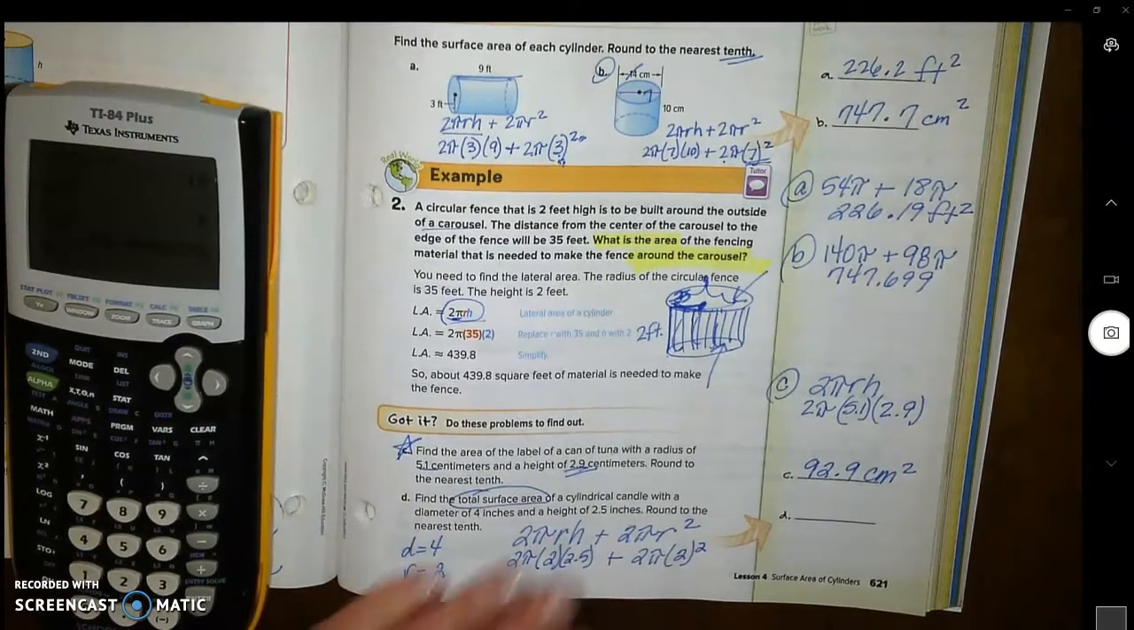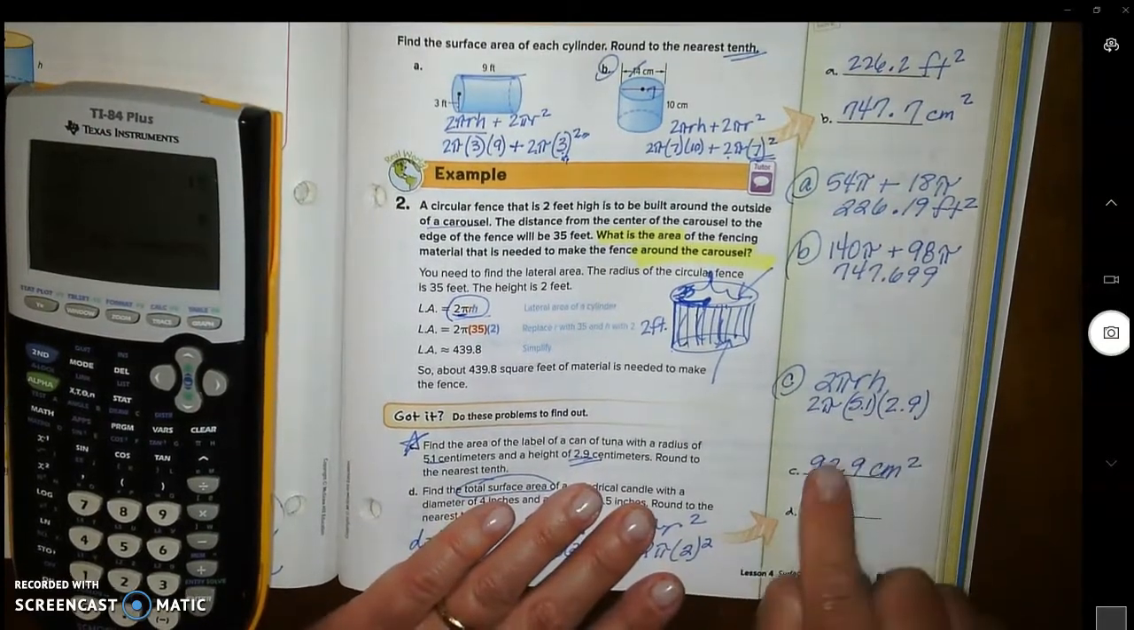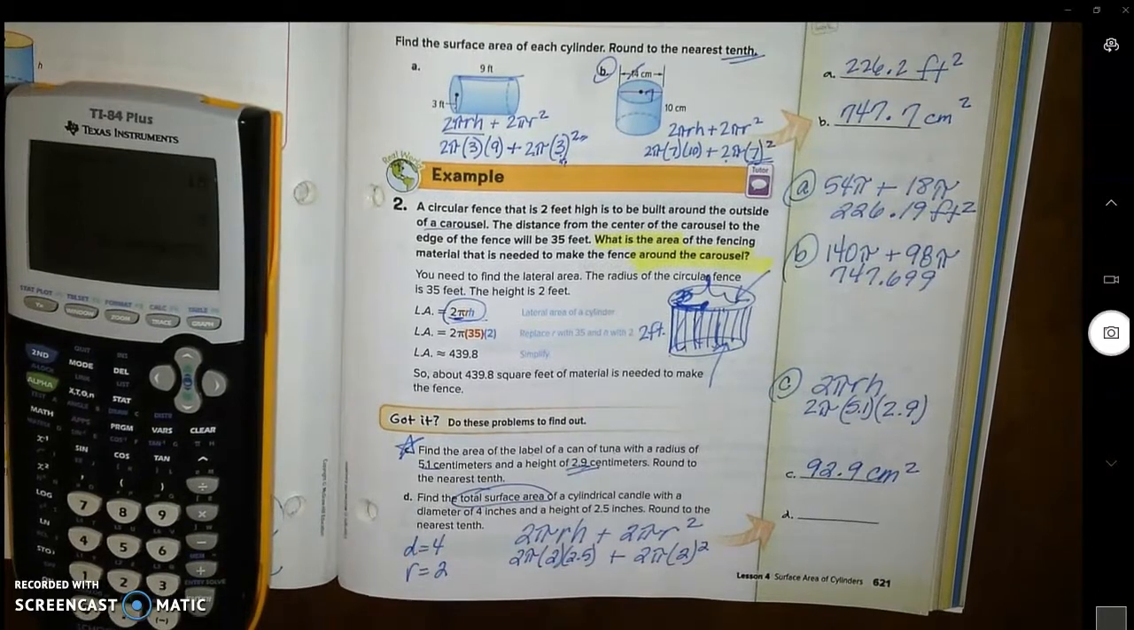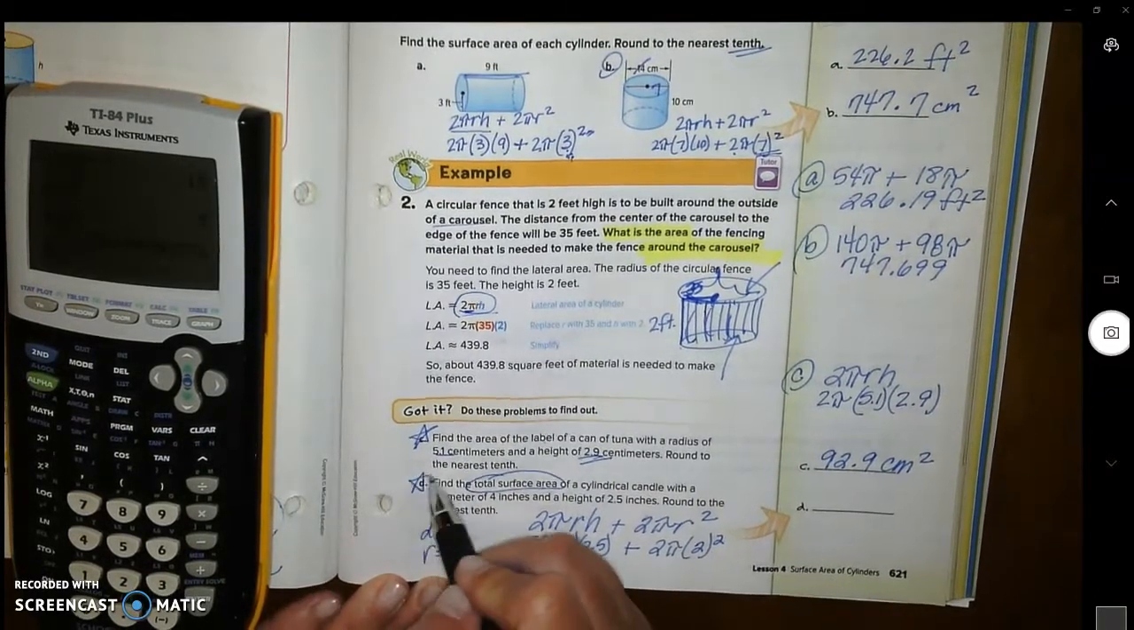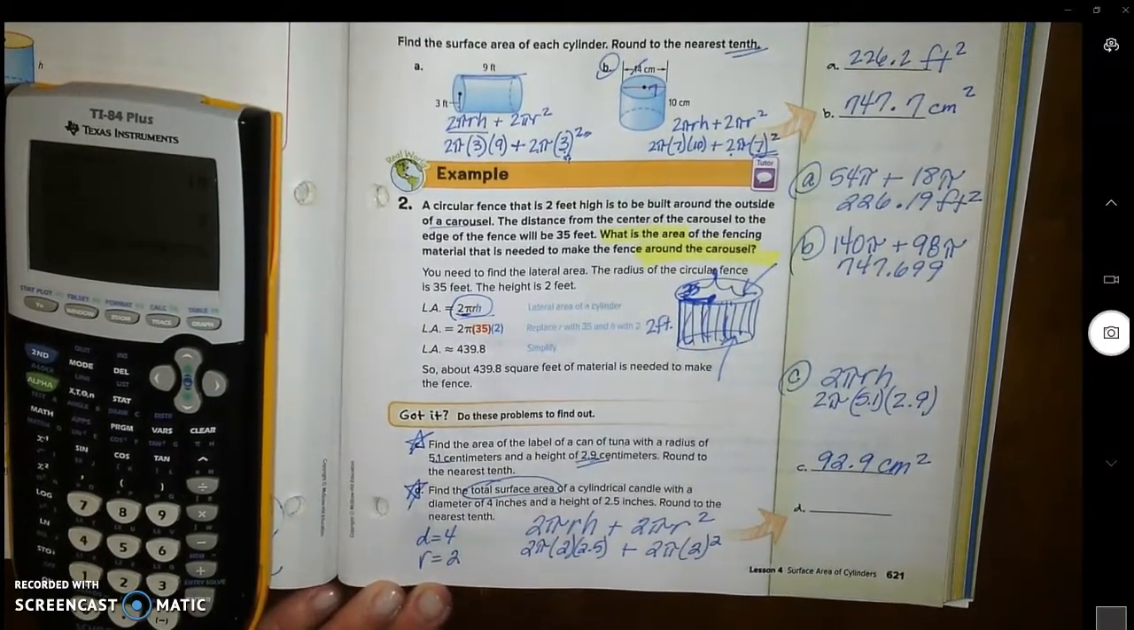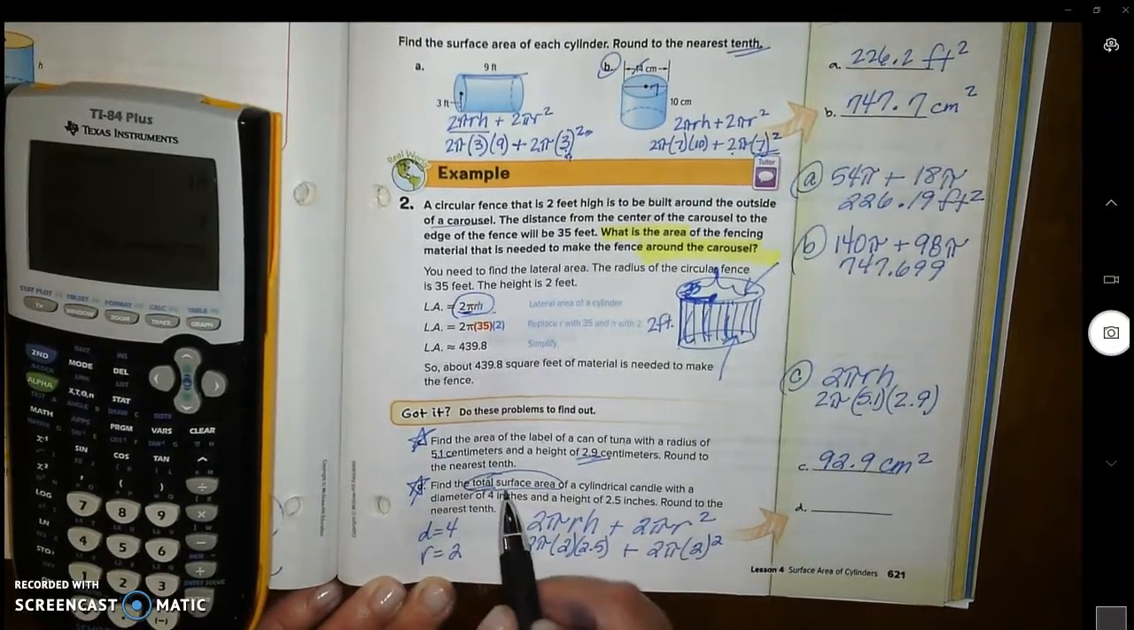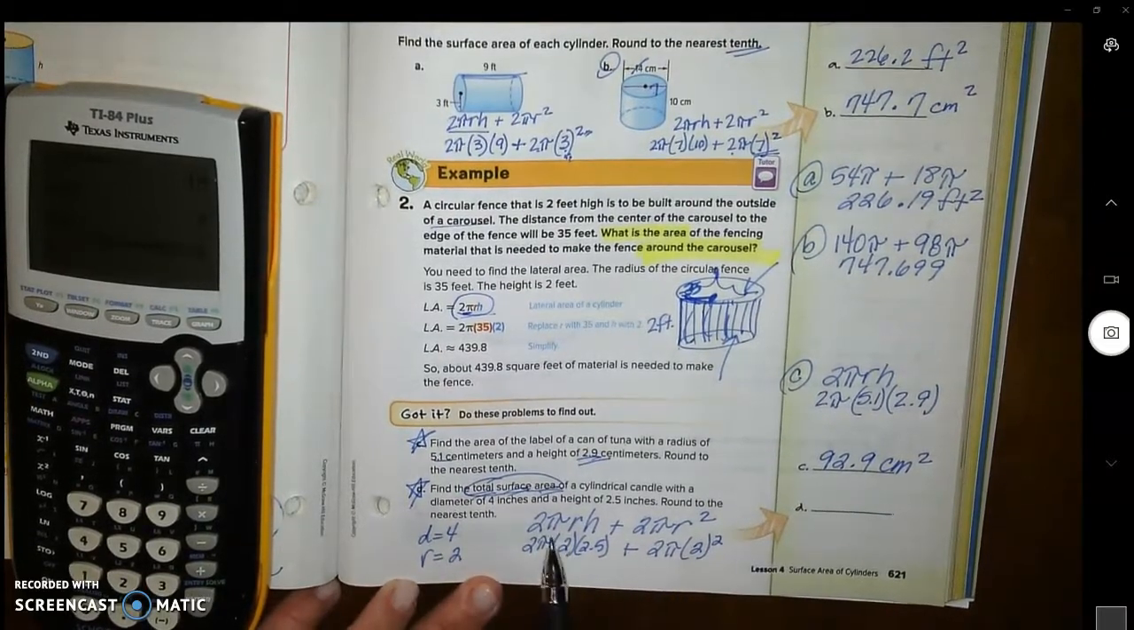All right, and so when you get done, you type it into the calculator, you should get a 92.9. Let's go take a look at Got It problem letter D. We are finding the total surface area. And so for this one, you have to do the whole thing.